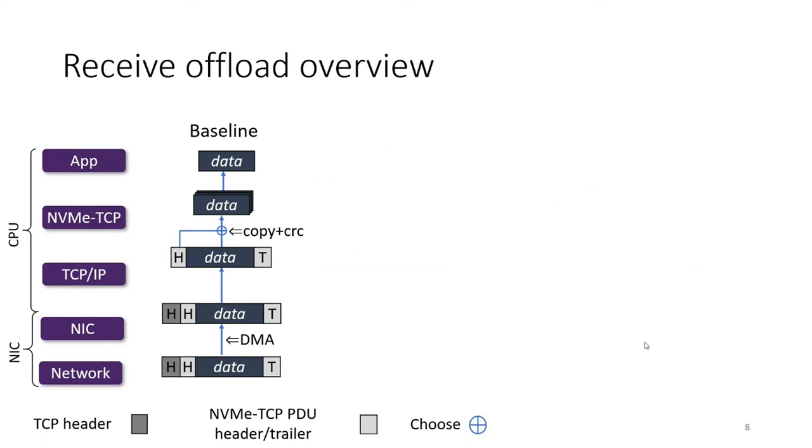Now on receive, we would like to offload both copy and CRC. And what happens is that an incoming packet arrives from the network. It gets DMA'd into the receive ring, processed by TCP, where it's reassembled in order. And finally, when it arrives at NVMe TCP, the protocol checks in the PDU header the destination buffer where this data should reside and performs copying and CRCing to that buffer. And eventually the data arrives at the application.